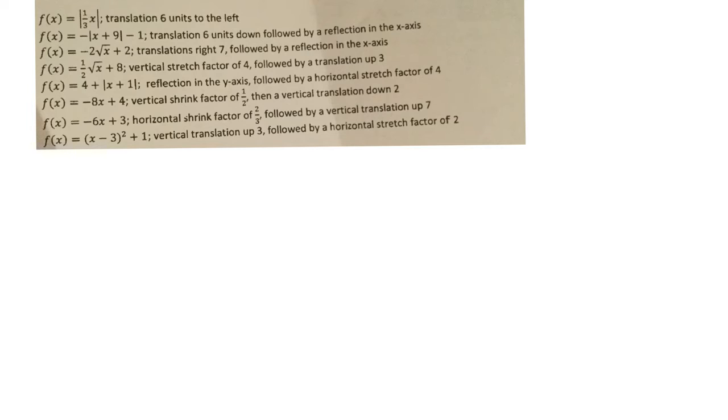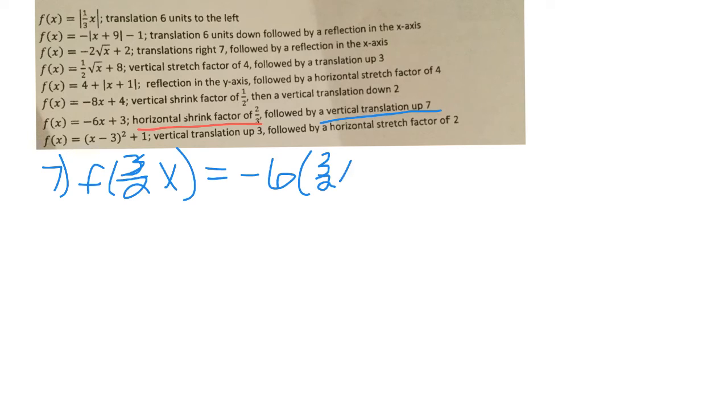And the second to last, number 7, horizontal shrink factor of 2/3, followed by a vertical translation up 7. So remember that the horizontal shrink factor is the reciprocal, so that's f of 3 over 2x. That looks really ugly. And I'm going to plug that in, so negative 6, the 3 over 2 goes into parentheses instead of the x, and then plus 3.